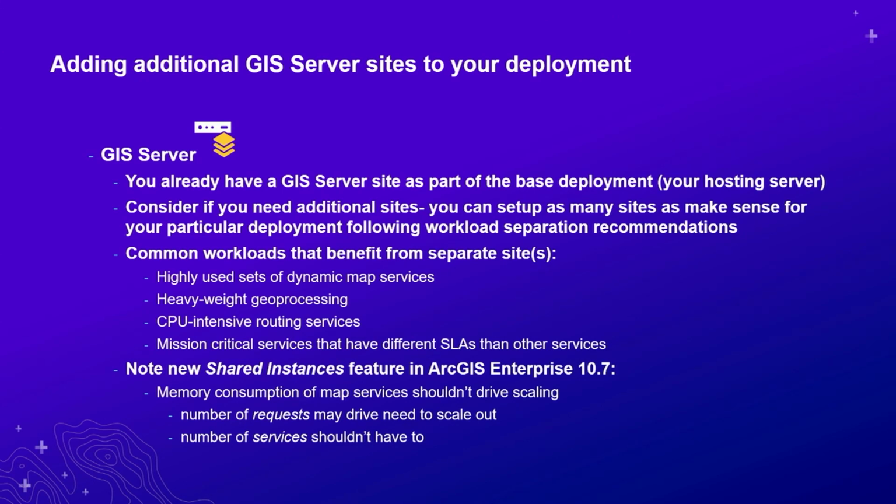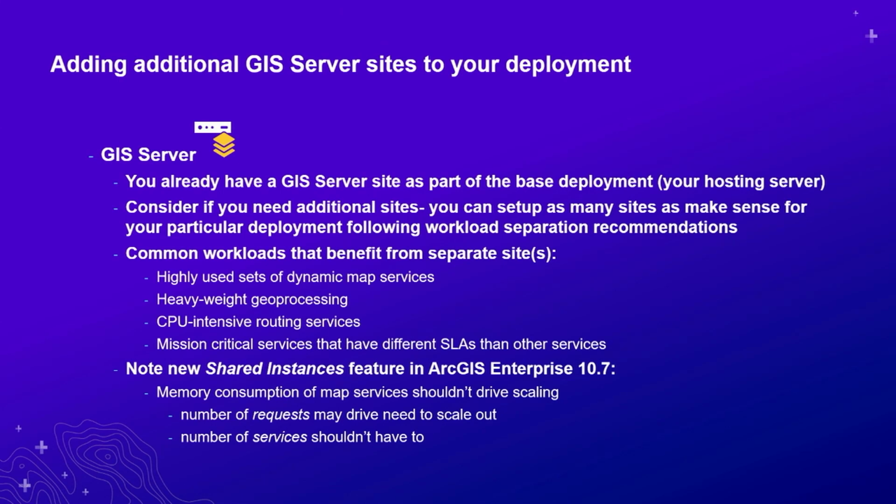Things like heavyweight geoprocessing. Geoprocessing services are enormously powerful, but they can also take up a lot of CPU, disk I/O, things like that, depending on what it is you're doing in those geoprocessing services. There's lots of different tools that do different things. Other recommendations may be for things like routing services. Routing services are often CPU intensive, again, just like those dynamic map services. If you have workloads that have different SLAs or service level agreements from other parts of the system, you want to really ensure that these particular services have the highest possible uptime, but other parts of the system may not be as critical. You can separate them out and give them their own site.